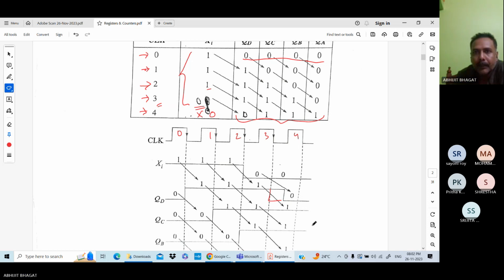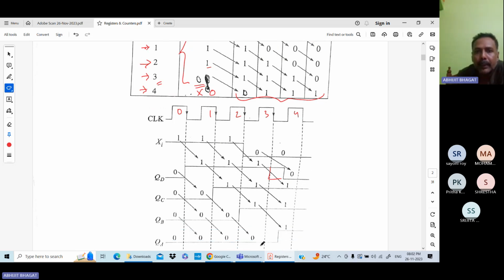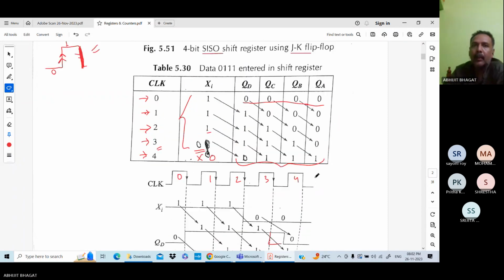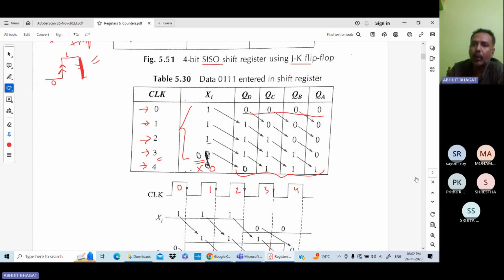Here it is same for QA. You can see up to clock 3 it is 0, then it is 1. You can do this from here also, from here. Clear? Hope this is clear to all of you.